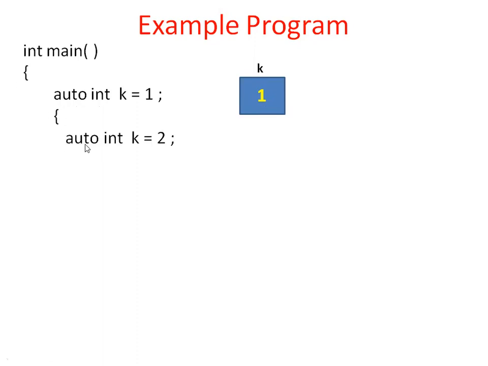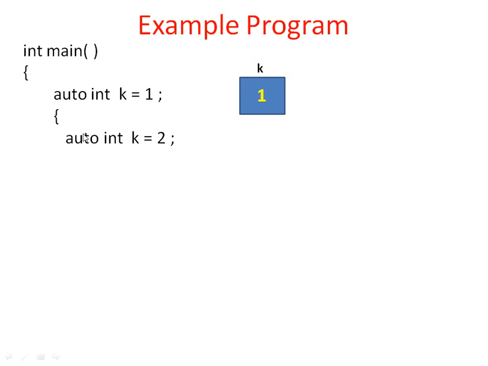In this block, again, I am declaring one more variable with the same name K, using the auto storage class. Auto int K is equal to 2. Since this is defined in another block, it will be treated as a different variable. Generally, in C, you cannot declare two variables with the same name within the same block or within the same function.